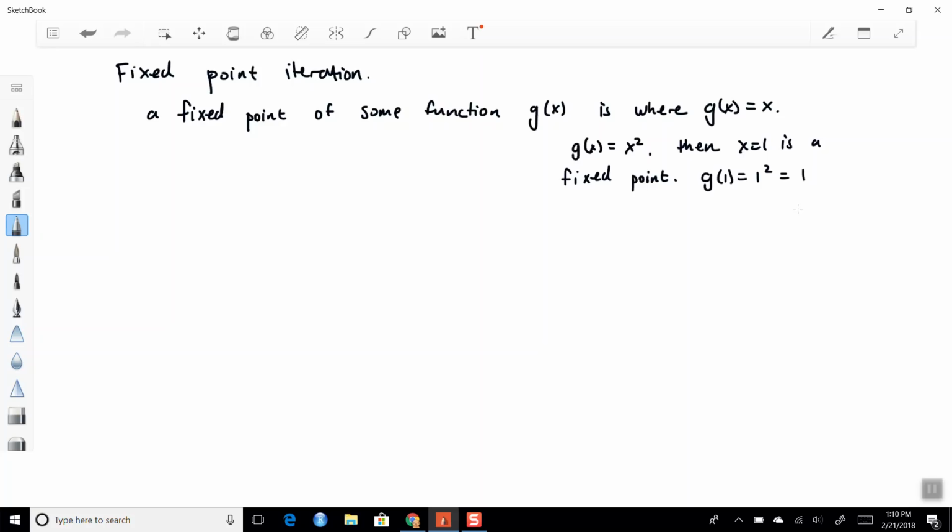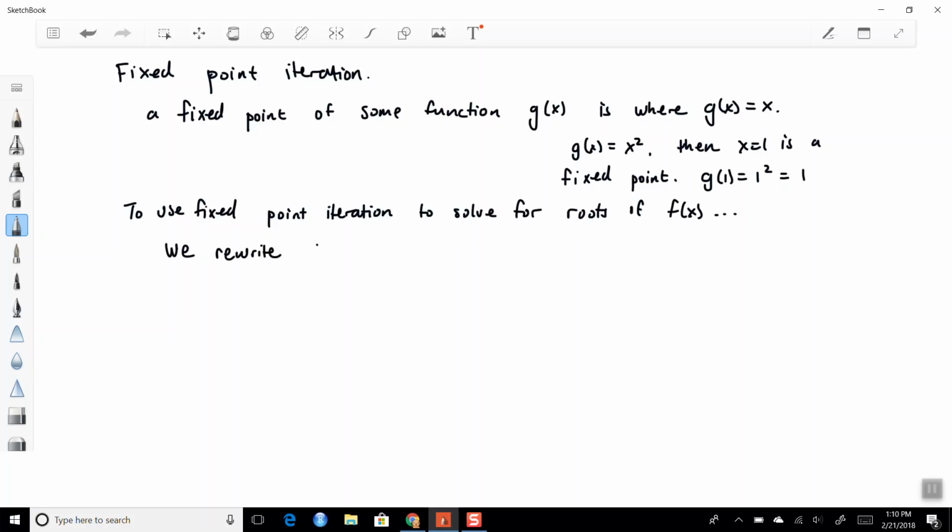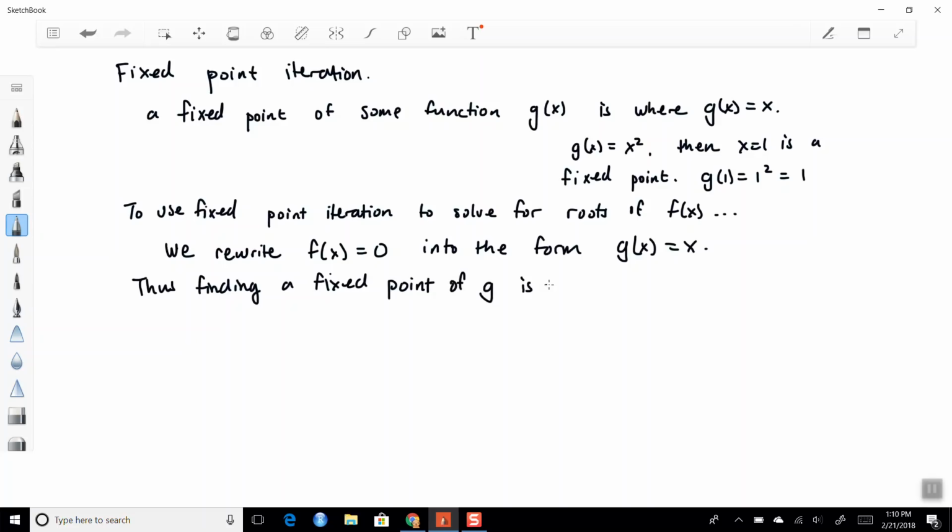To use fixed point iteration to solve for roots of f of x, what we do is rewrite f of x equal to 0 into the form g of x equal to x, and thus finding a fixed point of g is equivalent to finding a root of f.